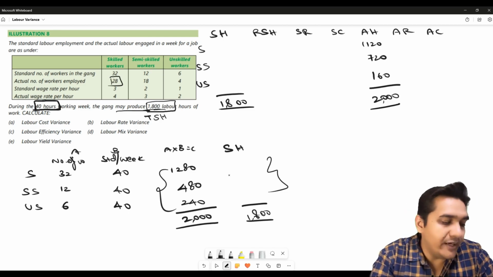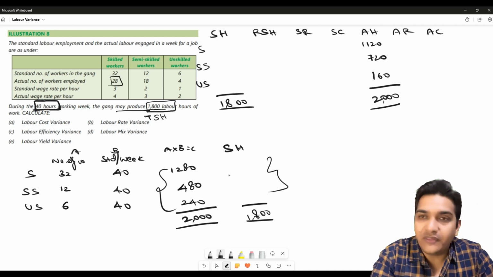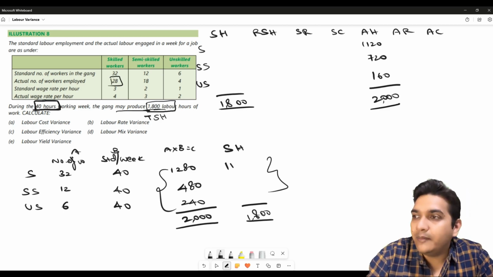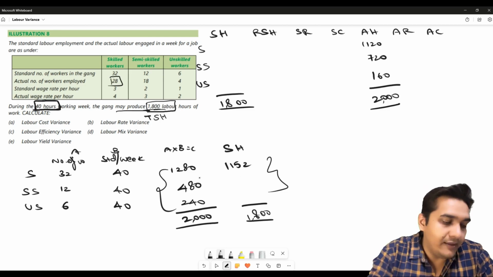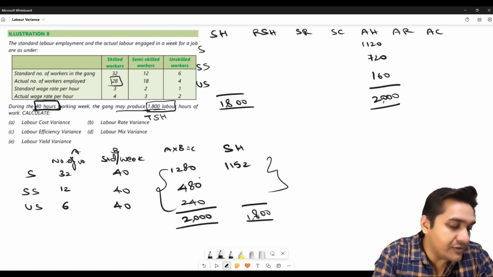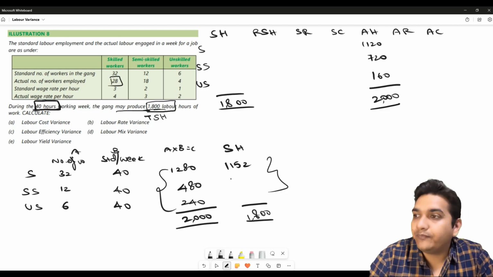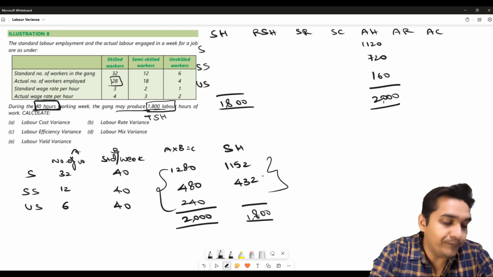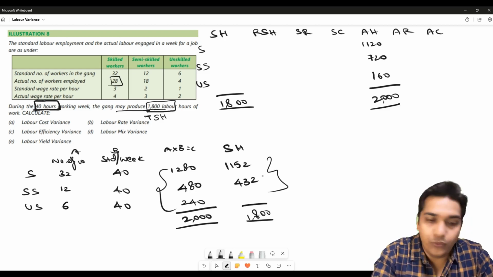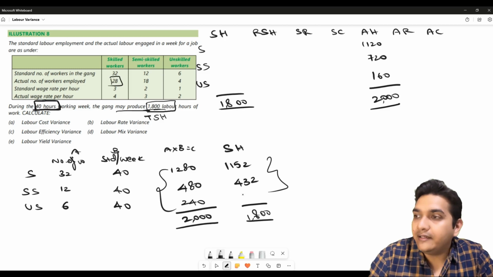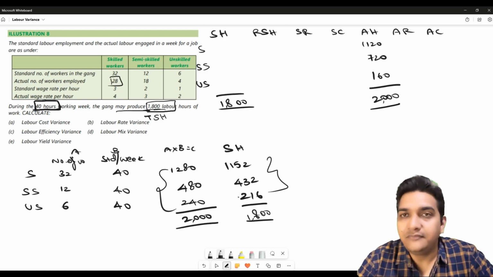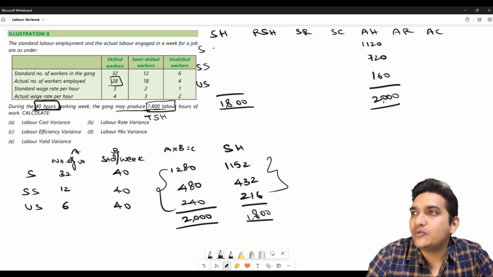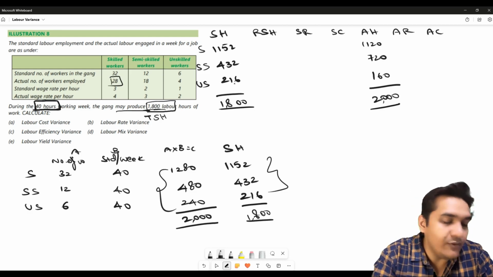We take 1280 divided by 2000 into 1800, which is 1152. Then 480 divided by 2000 into 1800, 432. Then 240 divided by 2000 into 1800, we get 216. Right? So this becomes my standard hours, which we can write here: 1152, 432, and 216. If you check, the total of these three would come to 1800.